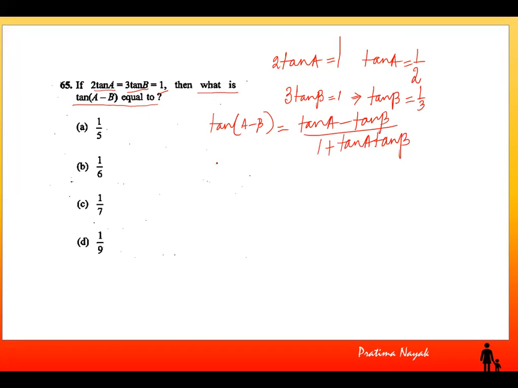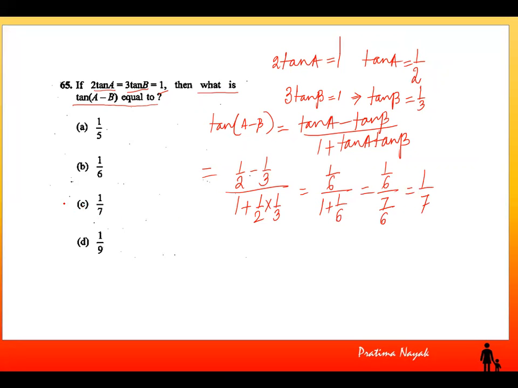Put the values, we'll get 1 by 2 minus 1 by 3, upon 1 plus 1 by 2 into 1 by 3. You will simplify the numerator, you will get 1 by 6, and here 1 plus 1 by 6 will be 7 by 6. So 1 by 6 upon 7 by 6, the answer is 1 by 7. Where is the answer? This is the answer.